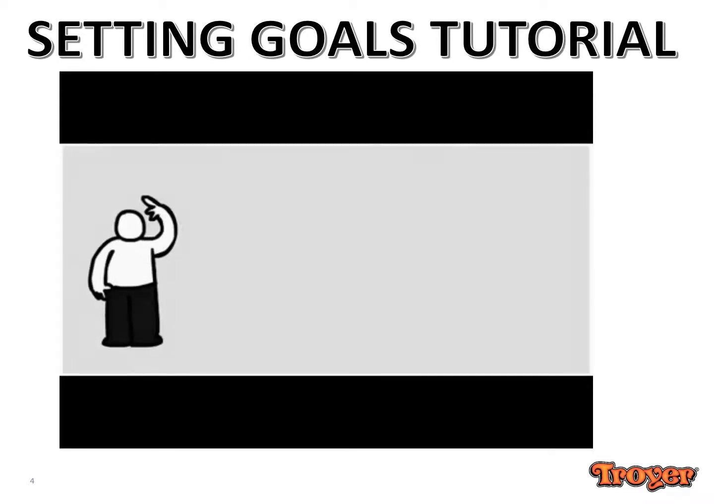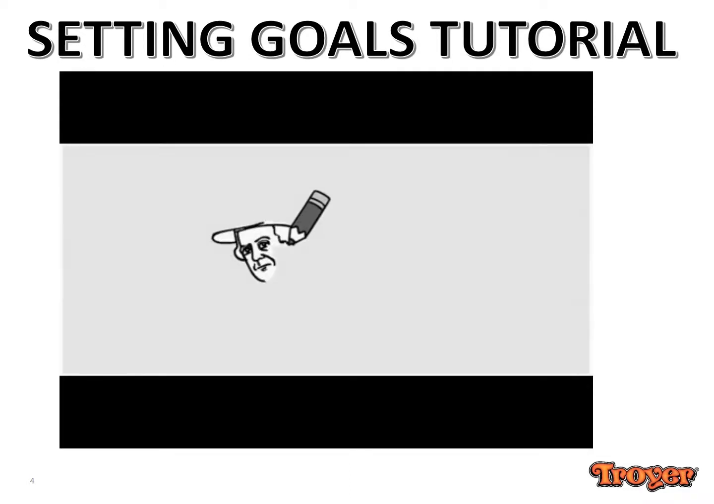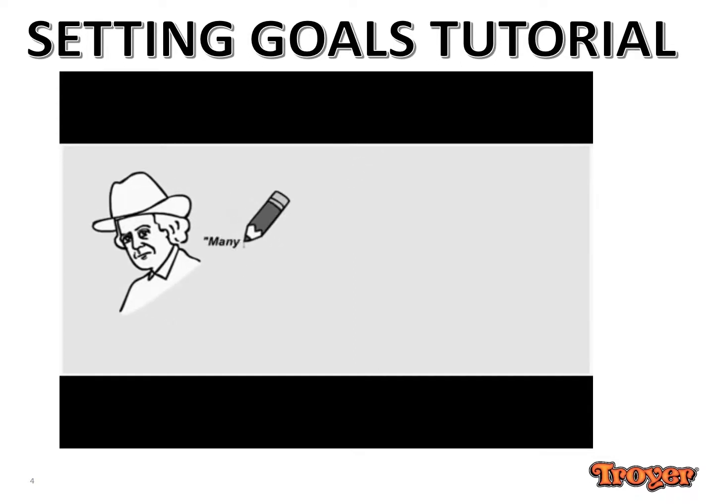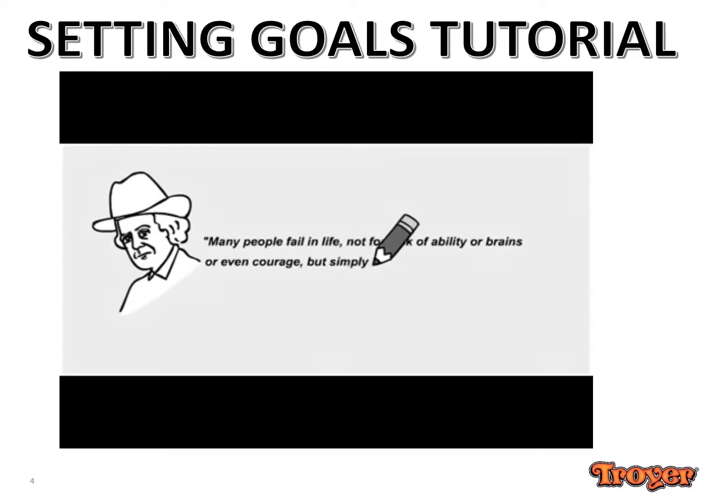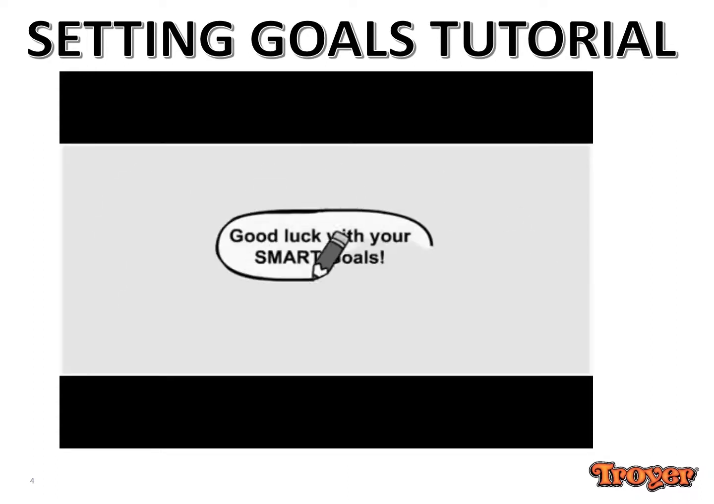It's worth remembering the words of renowned American philanthropist Elbert Hubbard. Many people fail in life, not for lack of ability or brains or even courage, but simply because they have never organized their energies around a goal. Good luck with your SMART goals.